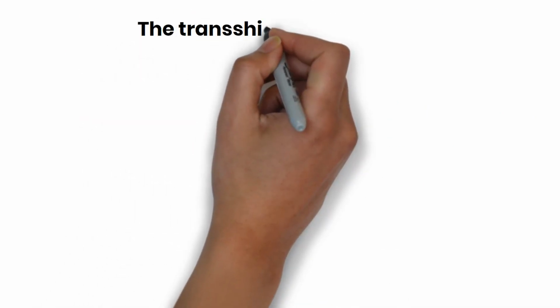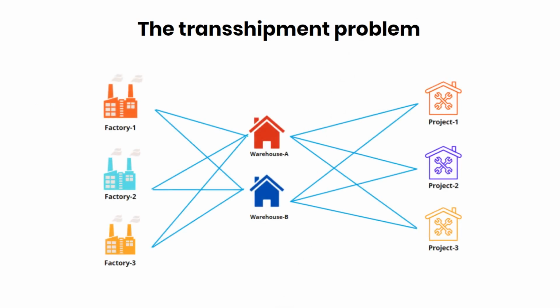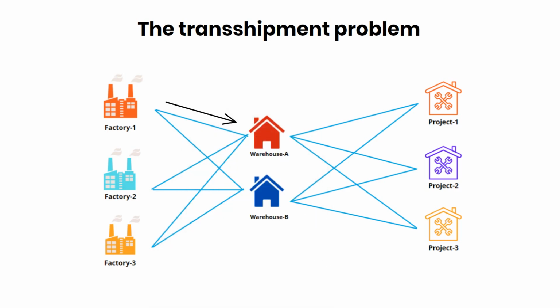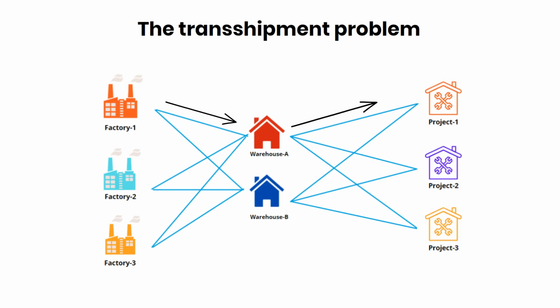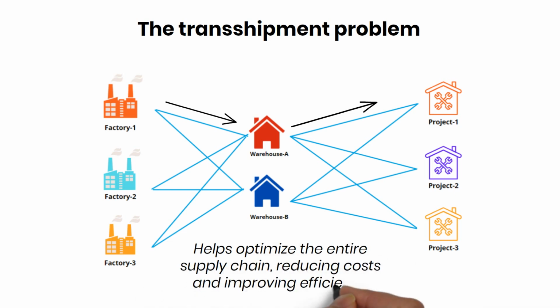The transshipment problem extends the transportation problem by allowing intermediate nodes where goods can be temporarily stored or transferred before reaching their final destination. This model is particularly useful in complex supply chains where goods may pass through distribution centers or warehouses. The formulation involves defining decision variables for each segment of the transportation route and setting up constraints to ensure that the flow of goods through each node is balanced. Solving this model helps optimize the entire supply chain, reducing costs and improving efficiency.